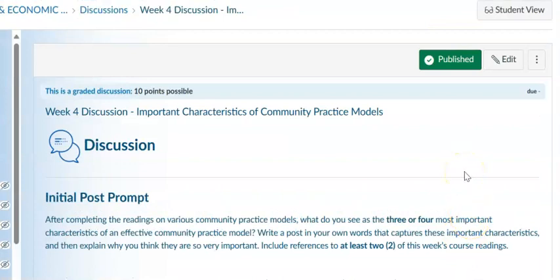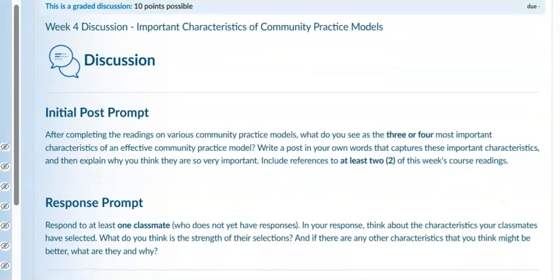There is a discussion for this week, and that is on the important characteristics of community practice models. After completing the readings on various community practice models, what do you see as the 3 or 4 most important characteristics of an effective community practice model? Write a post in your own words that captures these important characteristics, and then explain why you think they are so very important. Include references, and this is important, to at least 2 of this week's course readings.